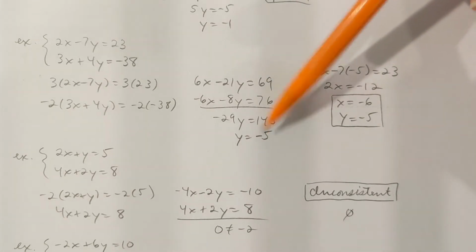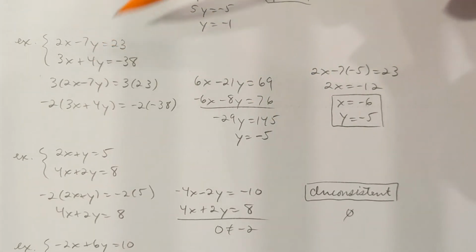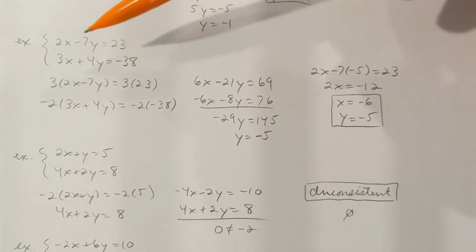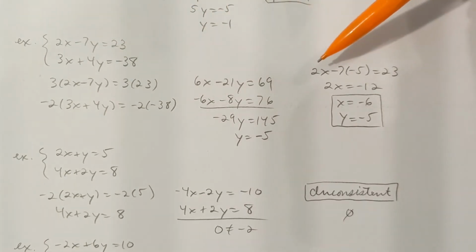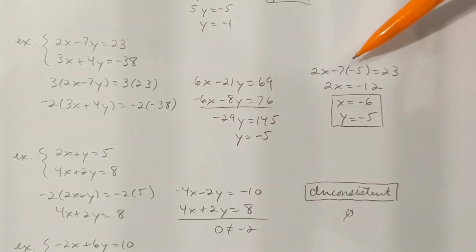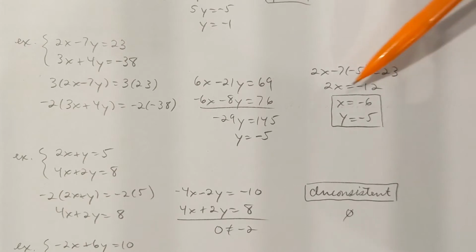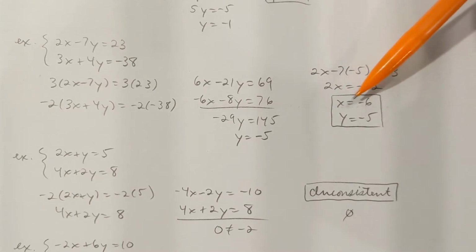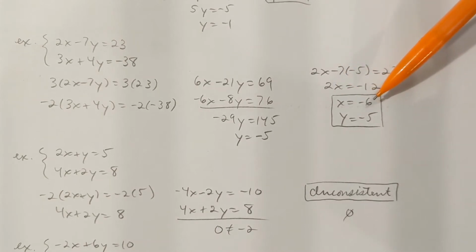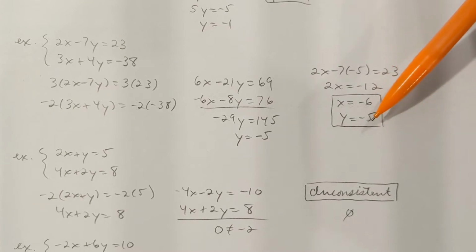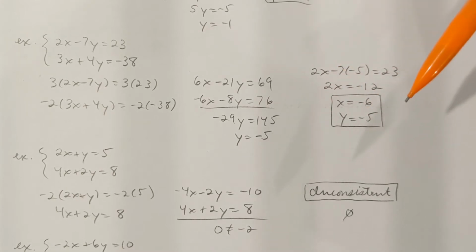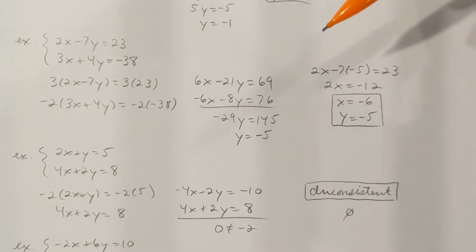So then if you plug negative 5 into either one of these two equations, I'd plug it in the top one here. 2x plus 35 equals 23 if you subtract 35 from both sides. And then divide by 2, it looks like x is negative 6. So x is negative 6 and y is negative 5 would be the solution to that system.